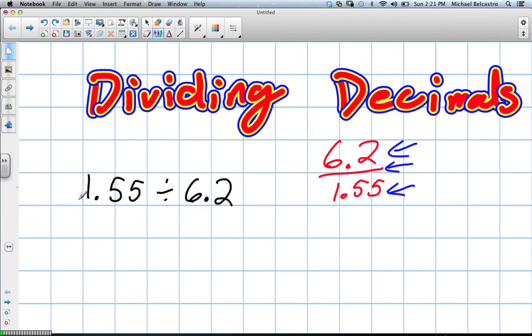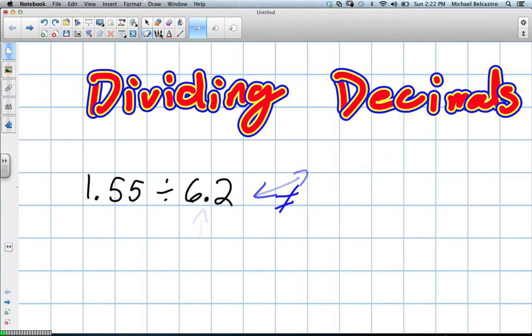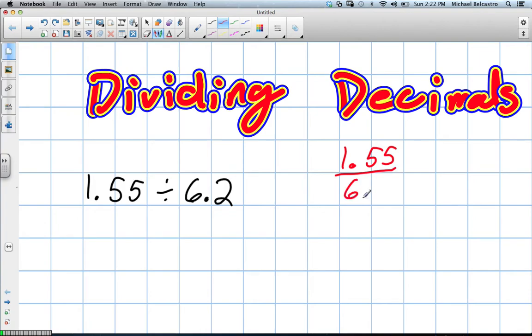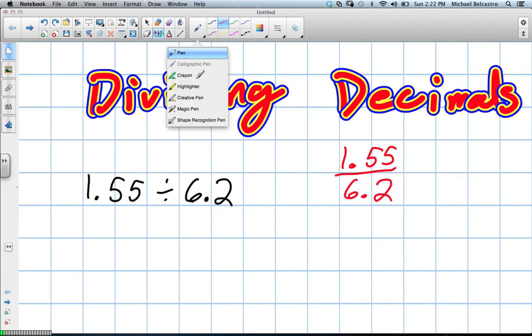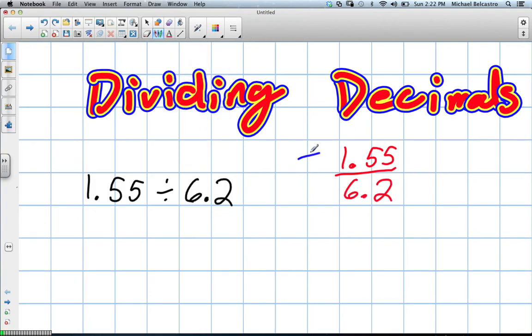What does this say? 1.55 divided by 6.2. Is that the same? No, these are not the same. So let's rewrite that fraction. What would be the numerator, do you think, instead? 1.55. That's right. The first term would be the numerator, because this would say 1.55 divided by 6.2. Which number is larger, 1.55 or 6.2? 6.2. So the denominator is a larger number.